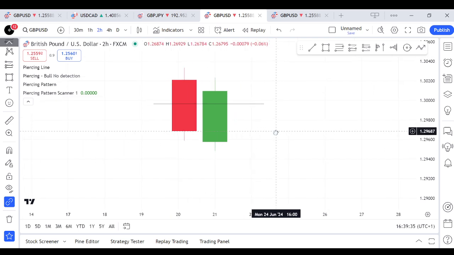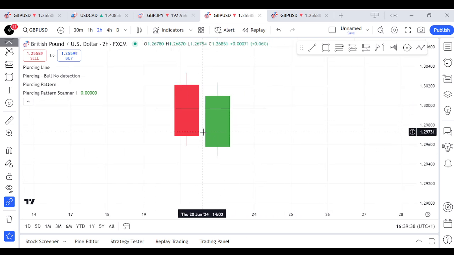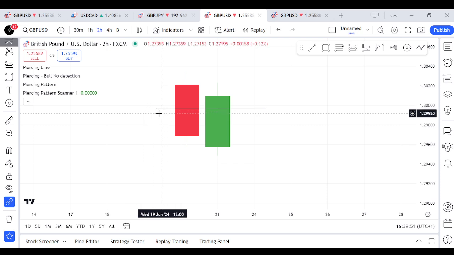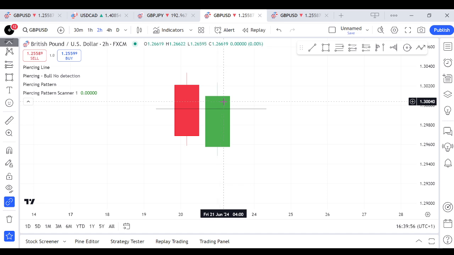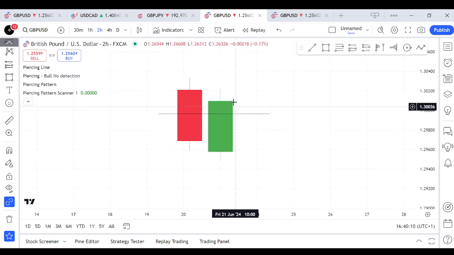So you will see a bearish candle followed by a bullish candle that opens below the previous close, which is the bearish candle's close, but closes above the midpoint of the first candle, which is this bearish candle. And this pattern shows strong buying pressure entering the market. It doesn't happen often, but when you see it, it could be an indication that buyers are entering the market, and there's more buying pressure or buying momentum entering the market.